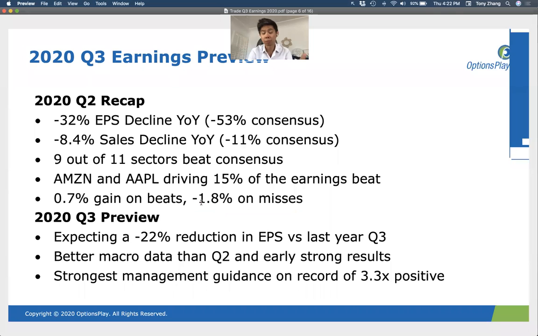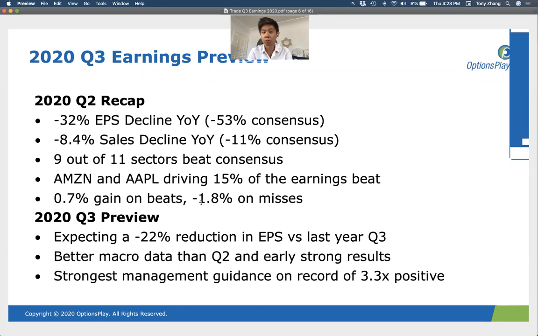Now, that is important because when you're looking for opportunities, you want to know, do I have a better opportunity to make money on stocks that I think are going to beat, or do I have a better opportunity to make money if I think the stock is going to miss? And Q2 certainly pointed us in the direction of misses having larger moves than stocks that beat. Now, my expectation for Q3 is something similar to this. Perhaps not at the same extreme level, but certainly stocks that miss will likely have significantly larger moves to the downside than stocks that beat are going to see to the upside.